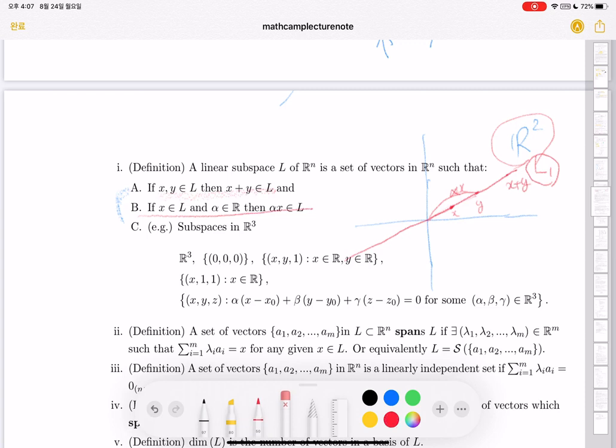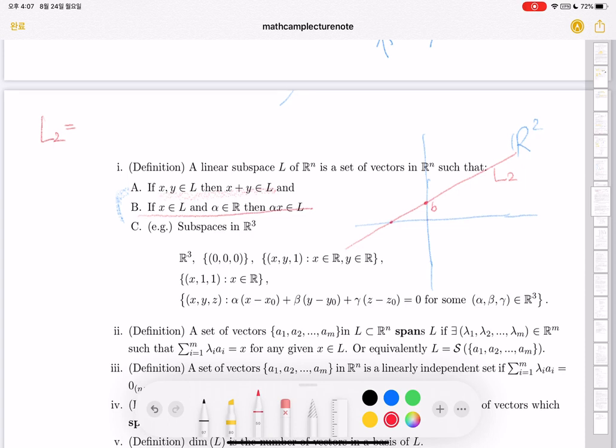Well, then what space is not a linear subspace? Consider this space. Okay, so this is L2. Mathematically, L2 is, suppose this is B and this is A, this is 0.